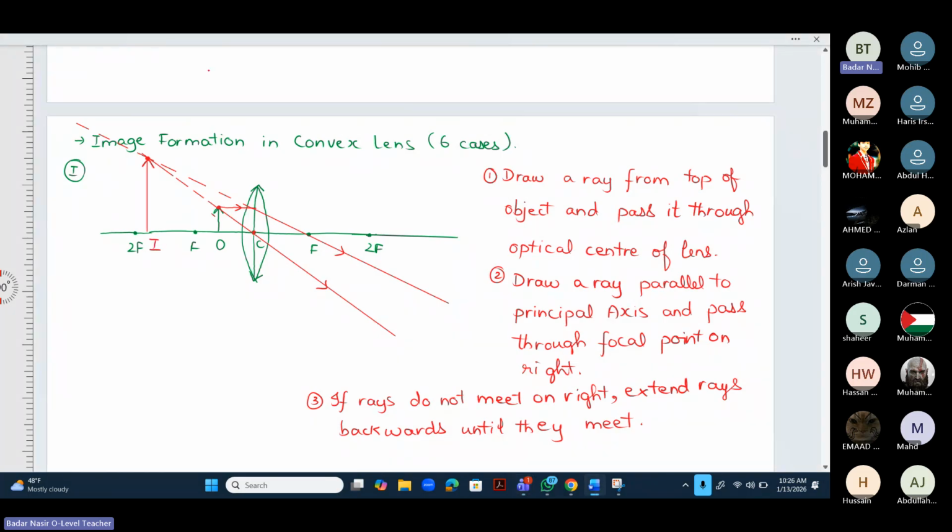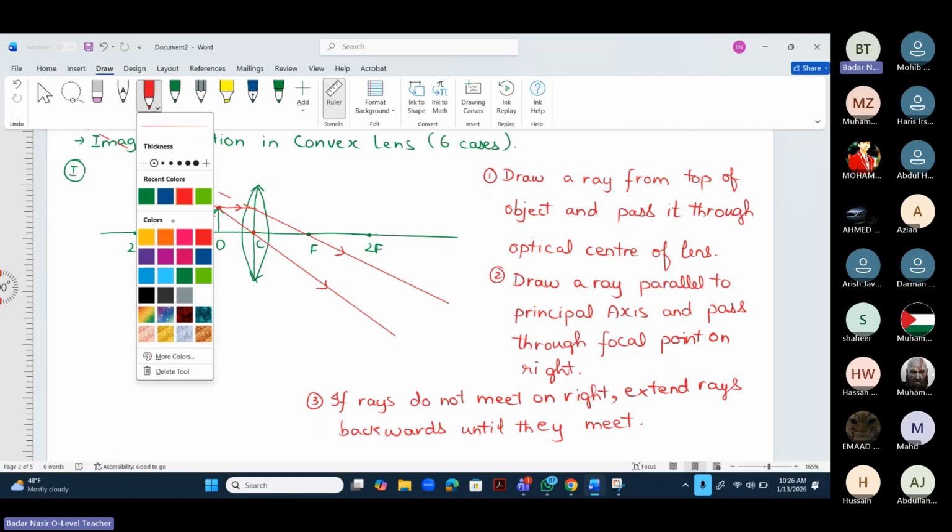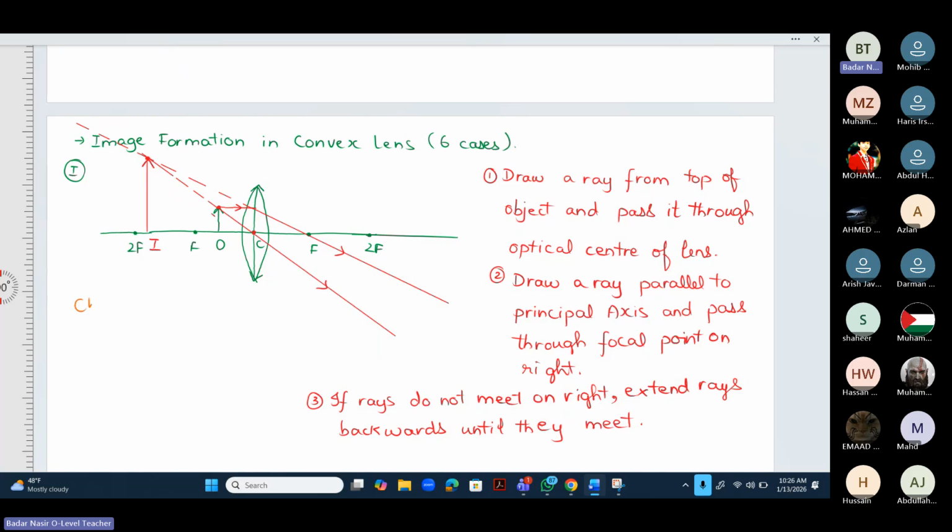Now let's just talk about के what will be the characteristics of this image. So what are the characteristics? अच्छा, सबसे पहली चीज कि whether it's a real image or a virtual image. तो बेटा please remember, if image and object is on the same side, then it's a virtual image. ठीक है? So पहला पॉइंट आपके पास ये एक virtual image है.